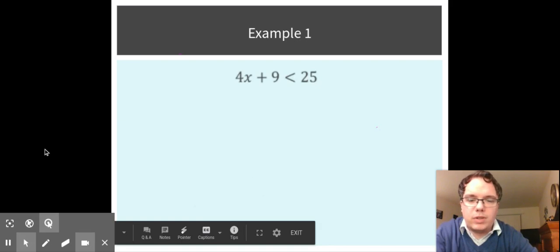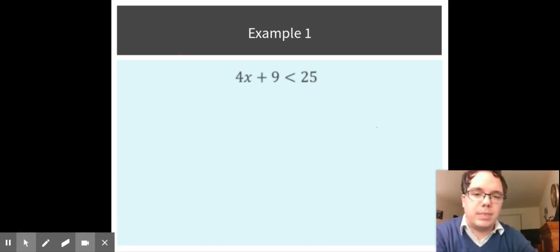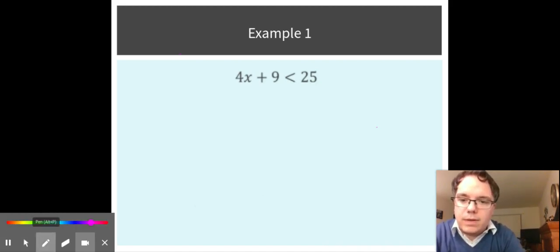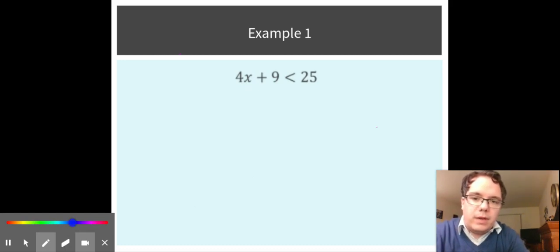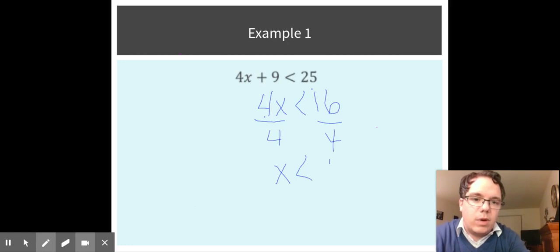So I just have more examples for you. If we're going to just step it up and add more steps, so if I was to solve 4x plus 9 is less than 25, the inverse operation of adding 9 is subtracting 9. So I'm going to subtract 9 from both sides. So I'll get 4x is less than, and 25 minus 9 is 16. And if I divide each side by 4, I'm dividing by a positive number, so I'm going to keep my symbol the same. So I'll get x is less than 4.